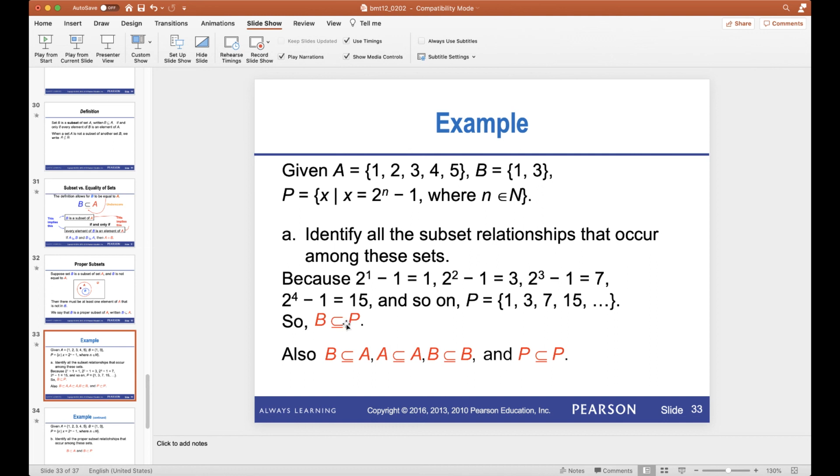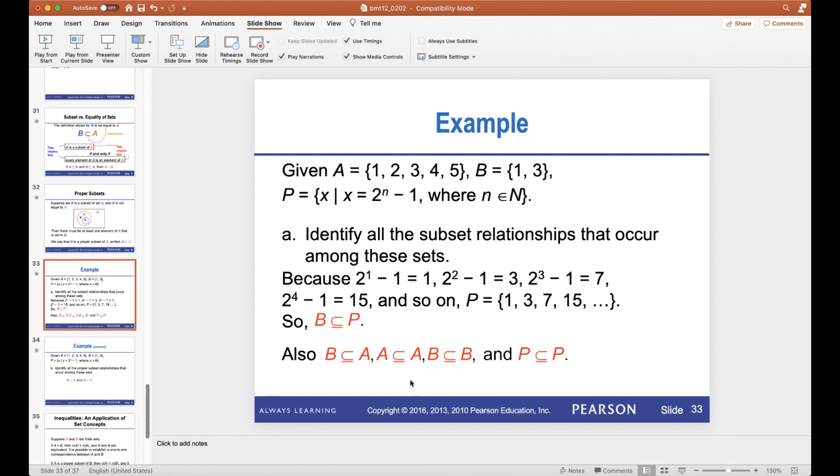So B is a subset of P. Where's B? B is here, 1, 3. This one is a subset of P, 1, 3. Also, B is a subset of A, right? B is a subset of A. So 1, 3, you've got 1, 3. A is a subset of itself, B is a subset of itself, and P is a subset of itself. So you could always say that. It doesn't lead you anywhere. You're pretty much saying A has to be equal to B, right?